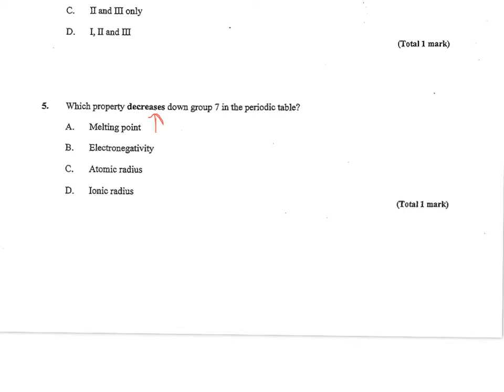Electronegativity, that will decrease down group 7. Atomic radius is going to increase as you add an energy level, which means ionic radius will increase also. So B is the only one of those trends that decreases down group 7 in the periodic table. And this actually, they mean 7A or group 17. That was not a well-written question in regards to the numbering there.